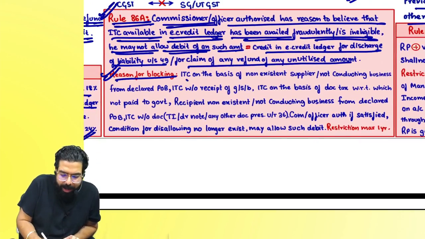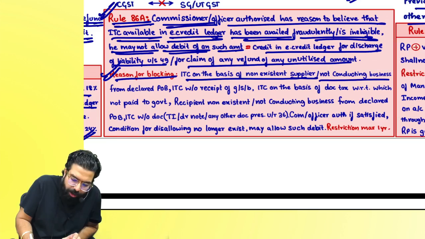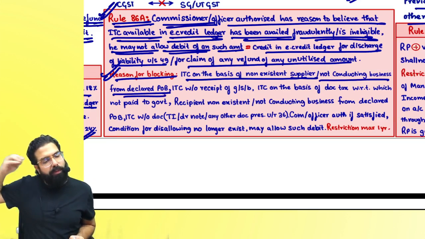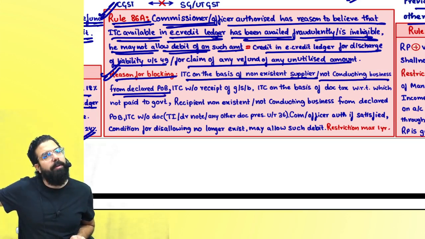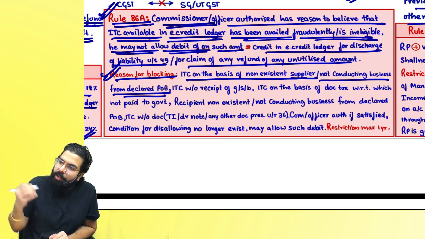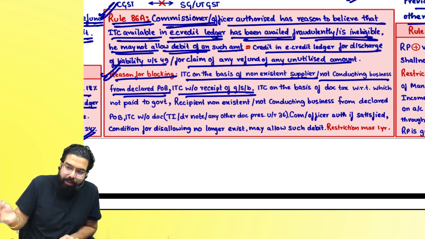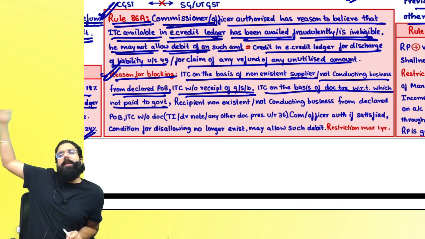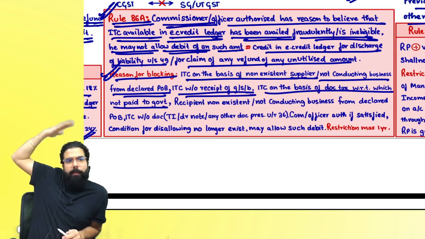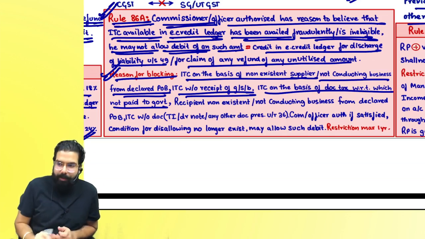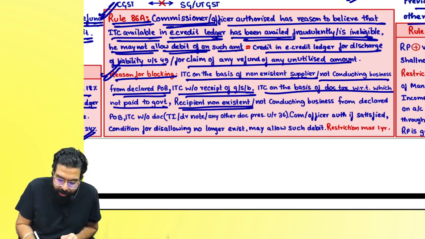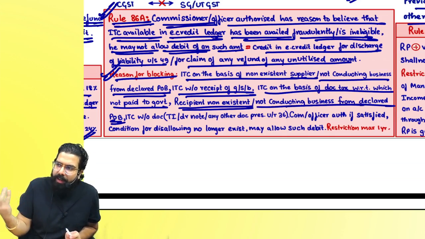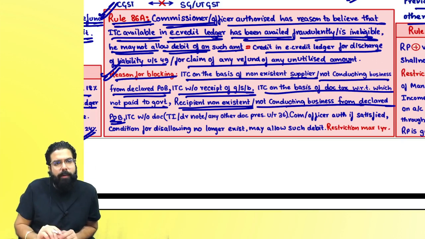Reasons for blocking ITC: on the basis of a non-existent supplier or a supplier not conducting business from the declared place of business. Sir, you have taken the ITC on the basis of a supplier who is not doing business from his declared place of business or who does not exist. You have taken the ITC without receiving the goods, services or both, or ITC on the basis of a document with respect to which the supplier has not paid the tax to the government. If the tax is not paid to the government, whatever credit you have taken, you are ineligible. Or the recipient is non-existing or not conducting business from the declared place of business. The officer is telling you do not exist. In that scenario, he will block your credit.